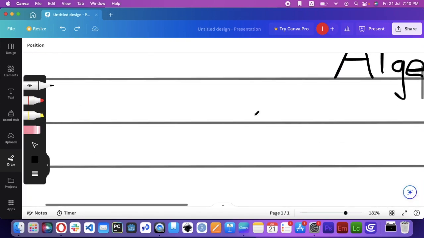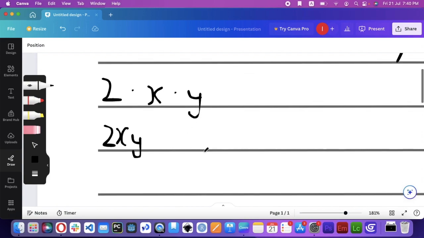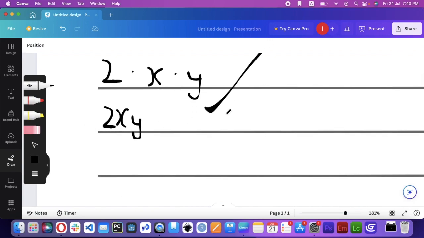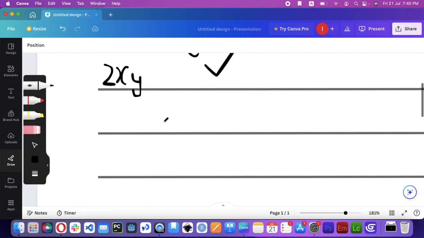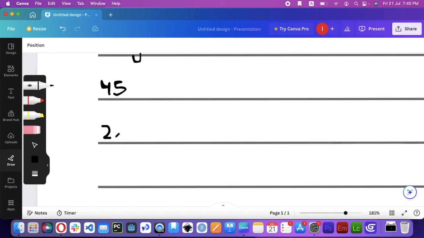And if you want to multiply variables in algebra, like if you want to multiply 2 by x times y, instead of writing 2 times x times y, you just write 2xy. It does that to make things simpler. But if you want to multiply something like 4 by 5, you can't just write 45. If you want to multiply 2x by 7, you can't just write 2x7. People will confuse it with the real number.